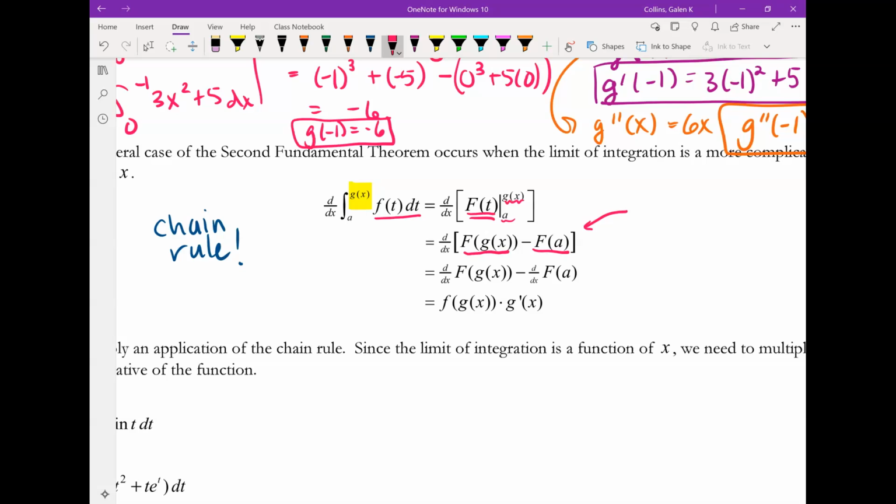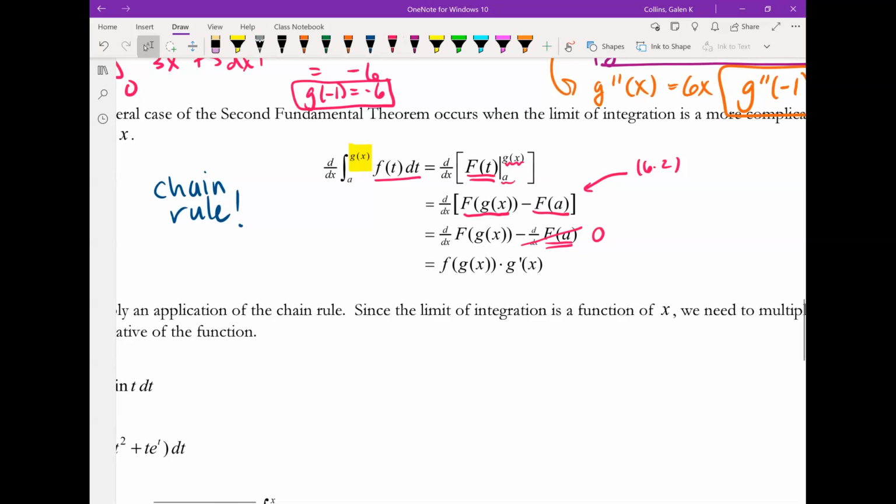And that's all the first fundamental theorem from section 6.2. So we find the antiderivative and input the upper and lower limits and subtract in that order. And so then we're going to take the derivative of both of those. But remember, a is a number. So F of a is a constant. So the derivative of F of a is going to be 0. So what we really just have is the derivative of uppercase F of g of x. And if you recall, that is literally the chain rule. That is, by definition, the chain rule.